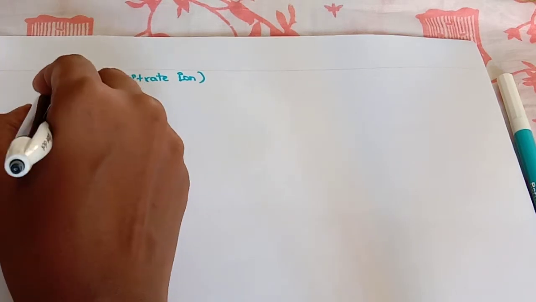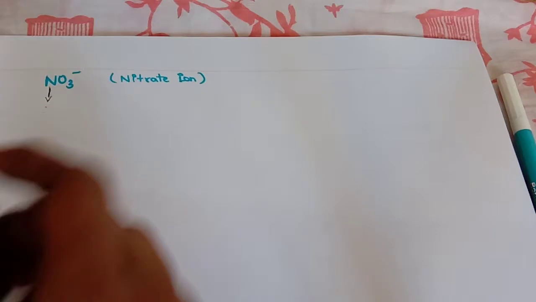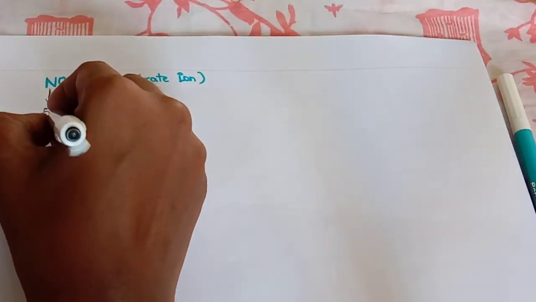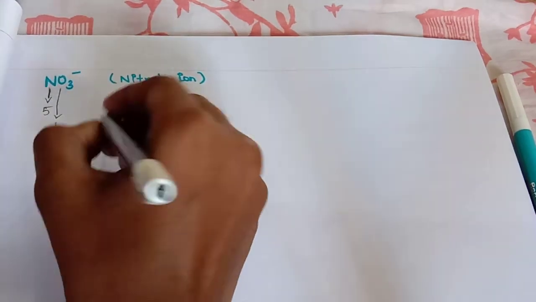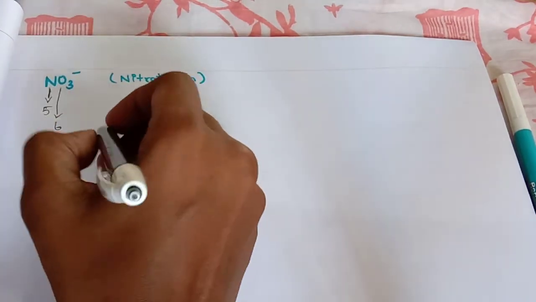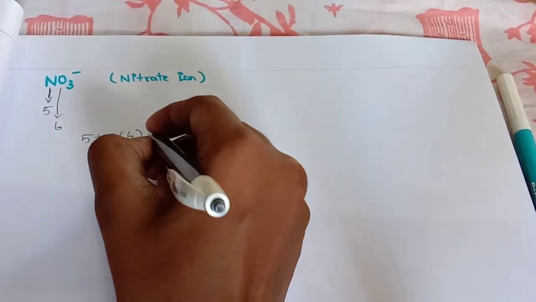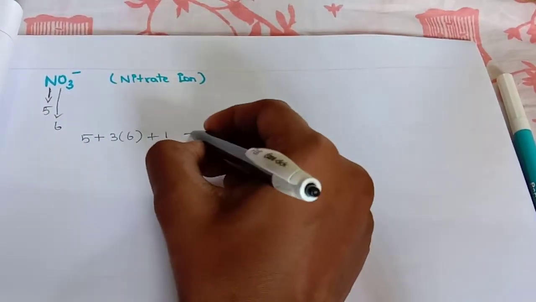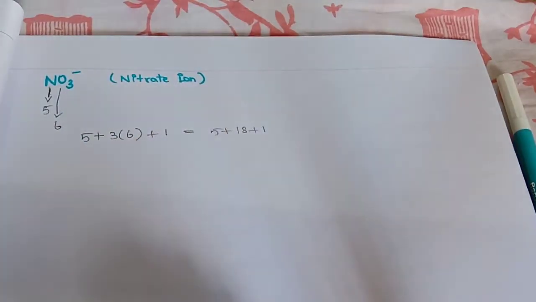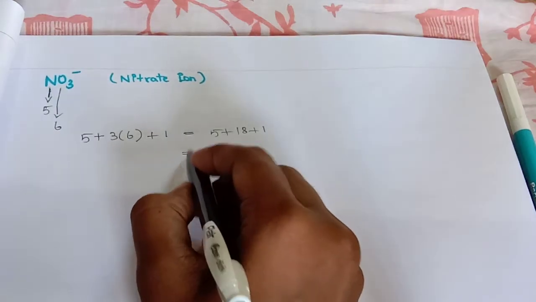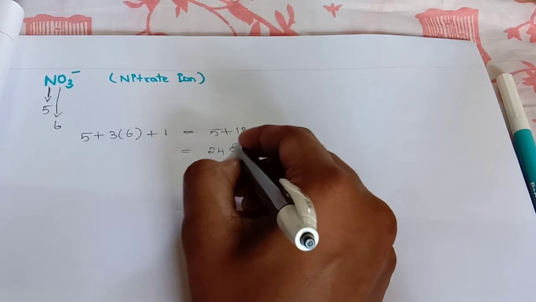What is the group number of nitrogen, students? Come on, say me. 5. What about oxygen? 6. So 5 plus, here you are having 3 oxygen, right? So 3 times 6. Here you are having 1 minus. So you have to add 1 here. So your answer will be 5 plus 18 plus 1. What is your final answer? Everyone knows mathematics, right? 24 electrons.